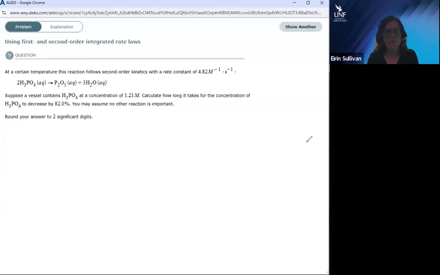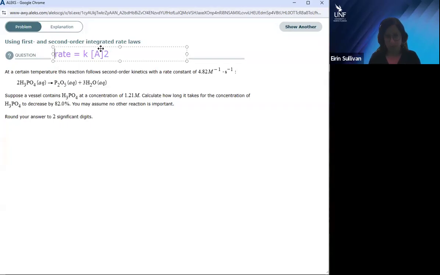Okay, so using first and second order integrated rate laws, we did an example with a first order integrated rate law, but to make all things equal, I guess we should make sure we can use a second order integrated rate law. So if a reaction follows second order kinetics, that means that the rate law is k times the concentration of our reactant to the power of 2.